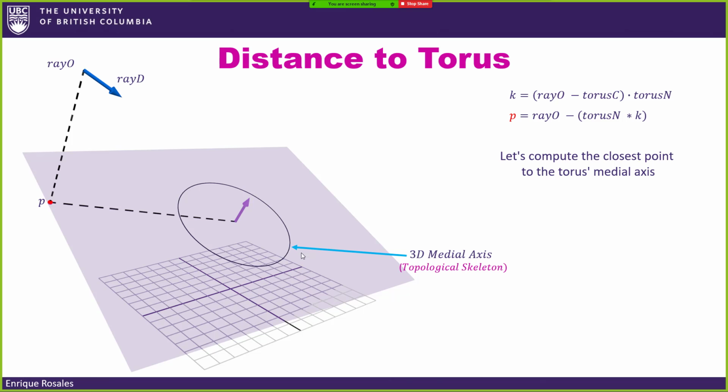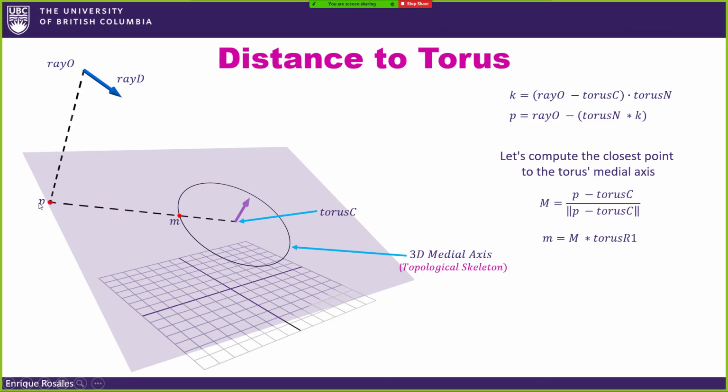I will remove the torus. And so we have the center of the torus, we have the medial axis, and computing the closest point now is super simple, right? Because everything is just constrained in a plane. So I just need to compute this vector right here, and this distance, I already know: it's just radius 1.